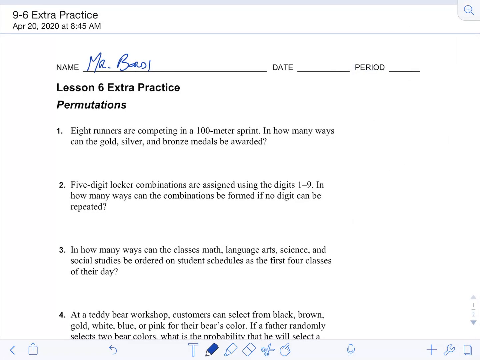Okay, boys and girls, I'm going to do a quick screencast with some examples for permutations. Ms. Brady gave you the notes, and I want to do a couple examples where you can see me walk through the problems and hear me talk about it.